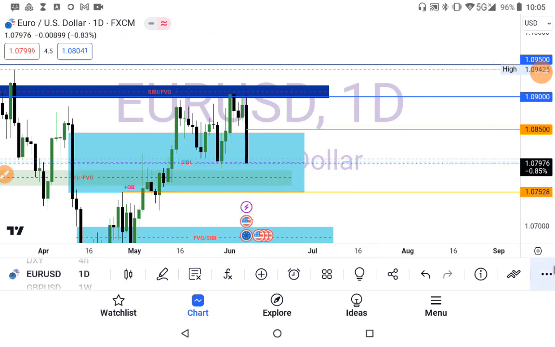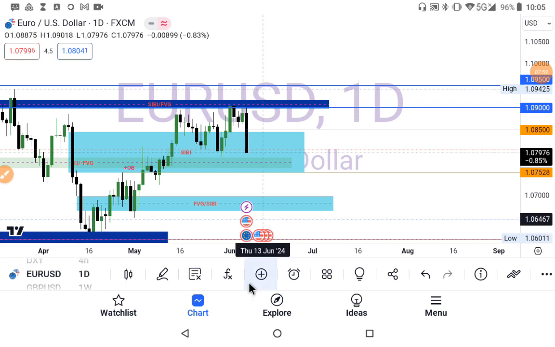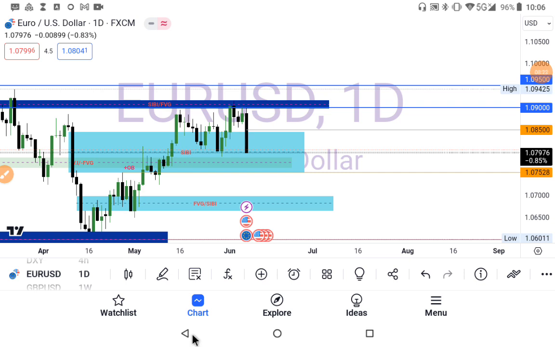so for it to send us down into 1.07528. So I expect 1.08500 to serve as a resistance. That means the market should not close above 1.08500. But I have 1.07528 as my main target for the coming week.